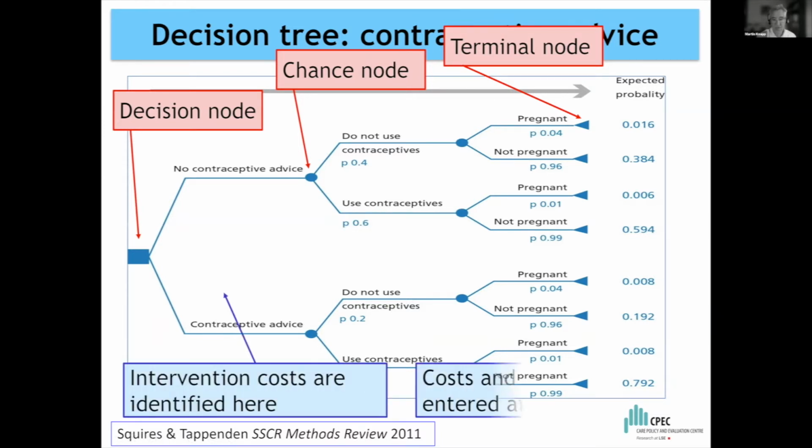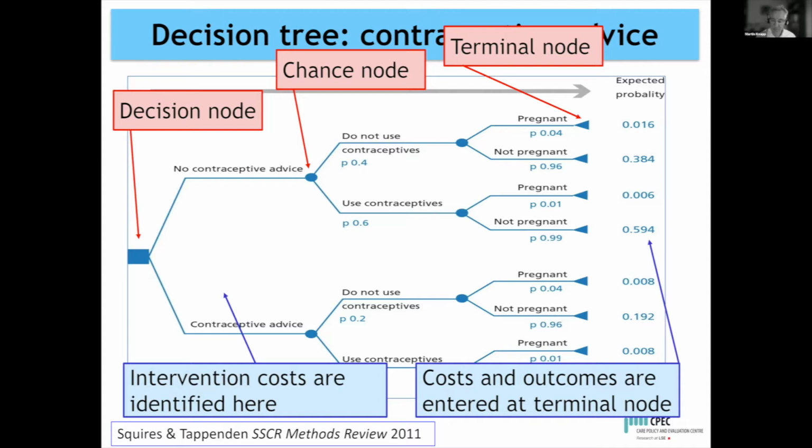So you can measure intervention costs, you can measure costs and outcomes at the end, but you take data from other places. And this is quite commonly used in economics. It's by no means the only economic evaluation method that's used, but it is something that economists find helpful to use when you can't do other forms of evaluation.